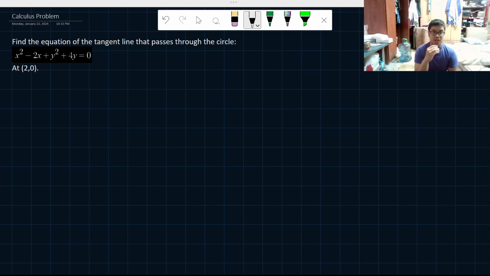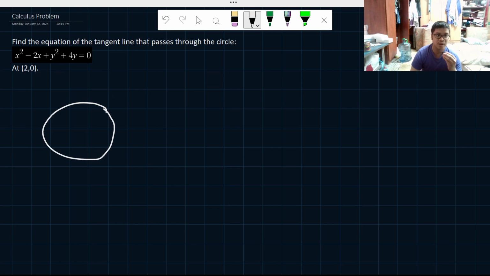Since we're looking for a tangent line that passes through the circle, what would be the method, or if it's only one, what would be the method that we're going to use in this case? So let's try to have a visualization first. All right, let's try to have some visuals.